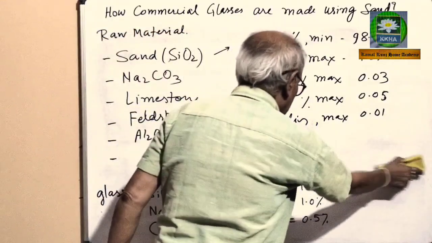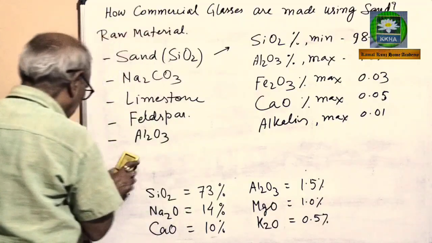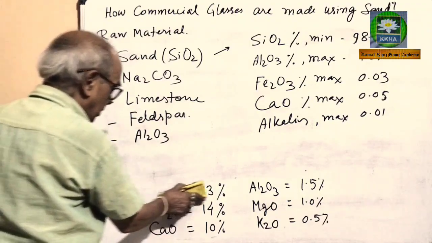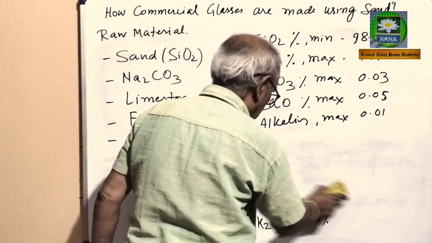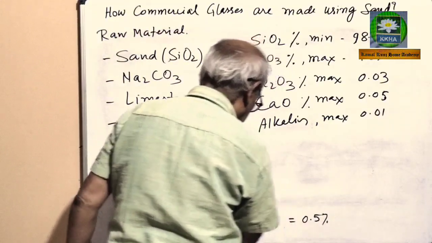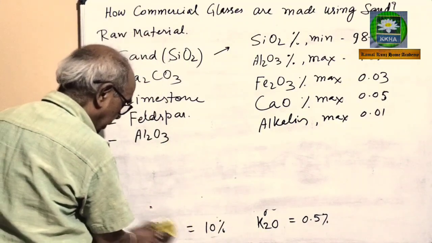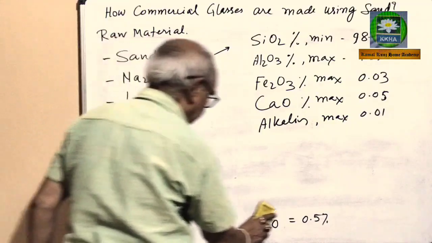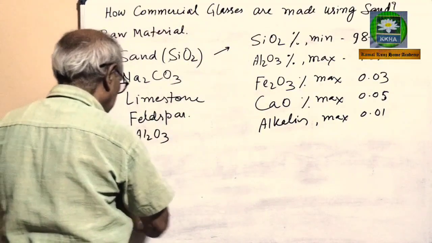Now these are the major raw materials. Minor raw materials are fining agents, coloring agents if needed, and oxidizing agents and reducing agents as per need, about which we will discuss later on in detail.